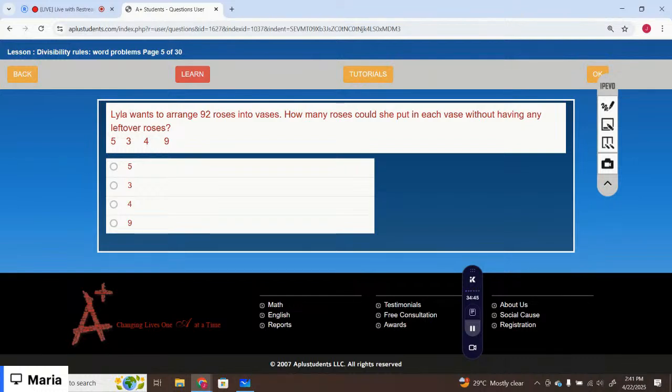Leila wants to arrange 92 roses into vases. How many roses could she put in each vase without having any leftover roses? So, which is the correct option? The correct option is 4. Option number 3 is the correct option.